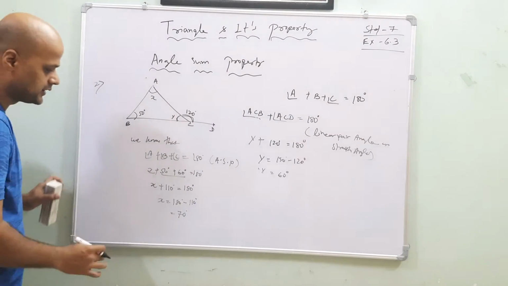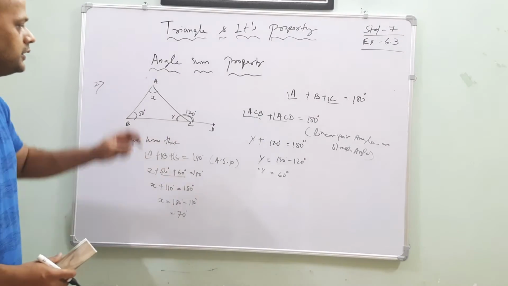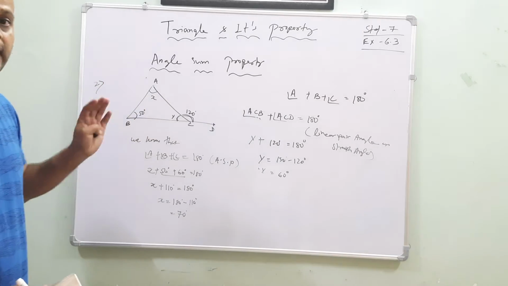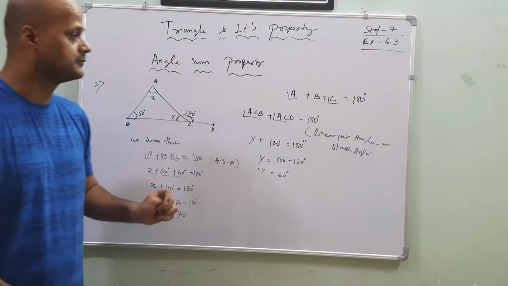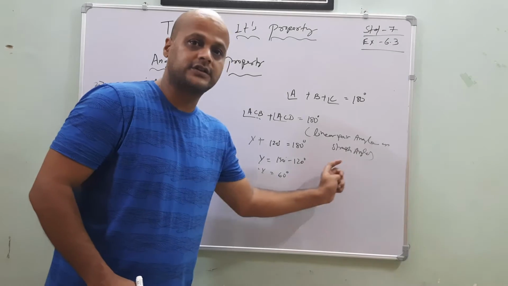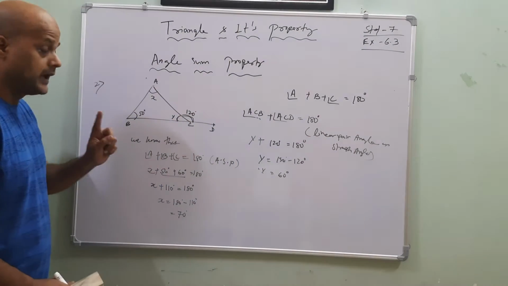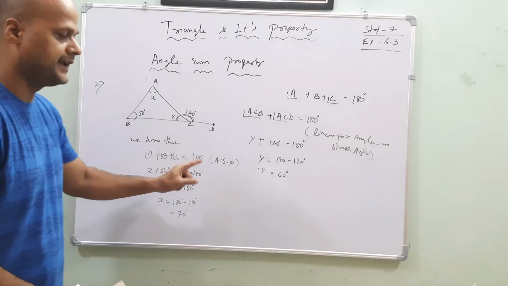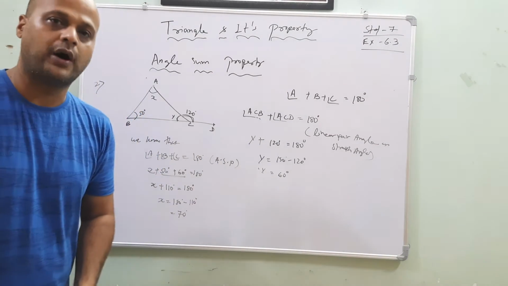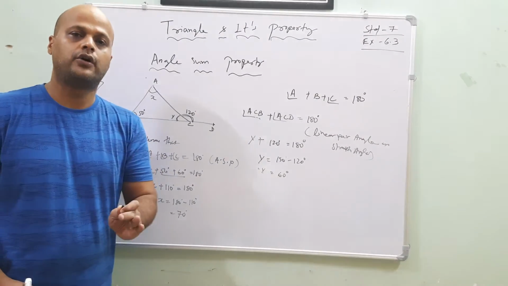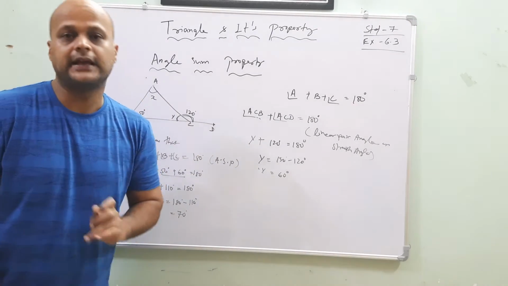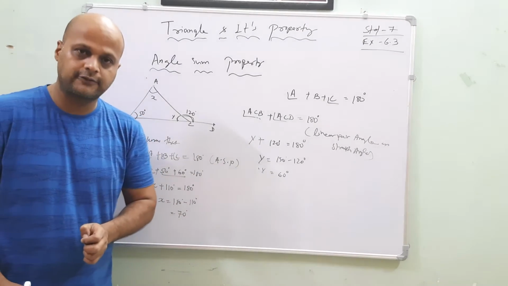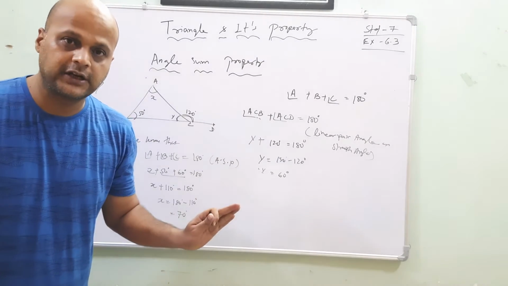Now, in this manner, you have to find the value of interior angles by using the two properties here. First is linear pair angle or straight angle, and angle sum property. Like this, you have to find out the value of each interior angle of a triangle. Understood, my dear friends? Don't be hesitant, my dear friends.